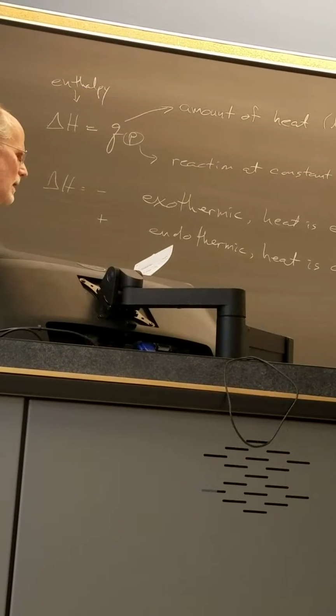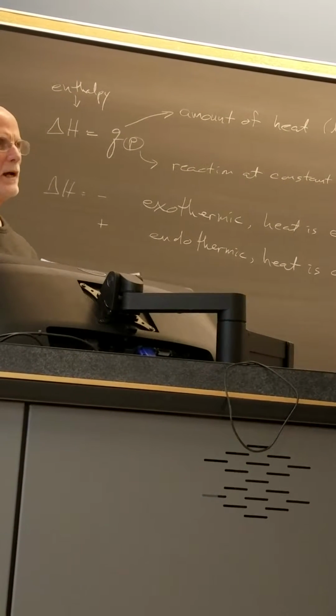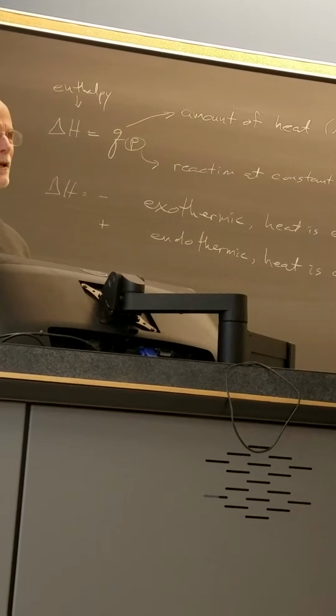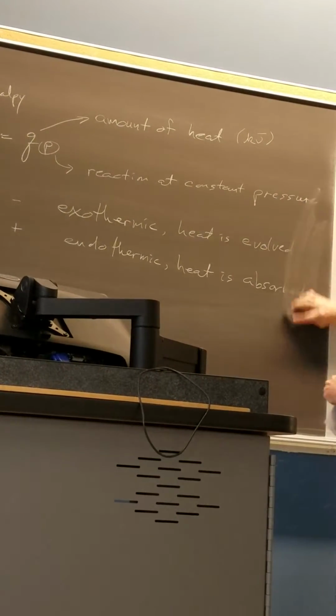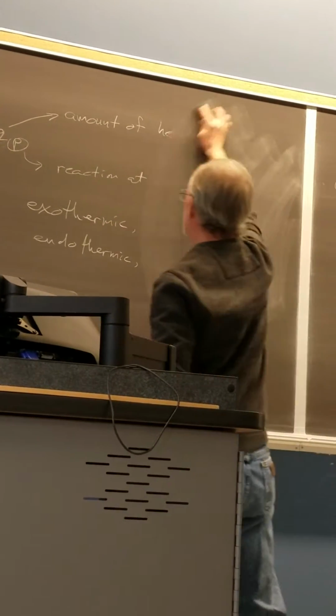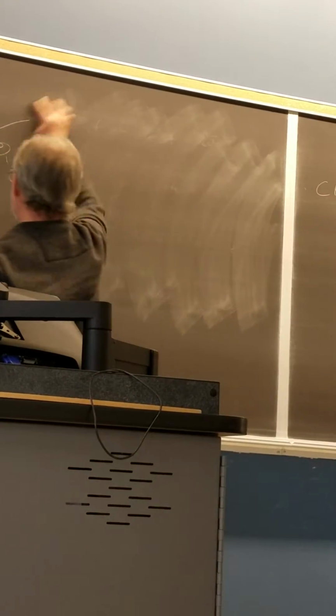So I've got 3 different ways to do that, and that's basically what I've got for you for today. So how do you get enthalpies? First one is stoichiometry. So this is worth a quick review.